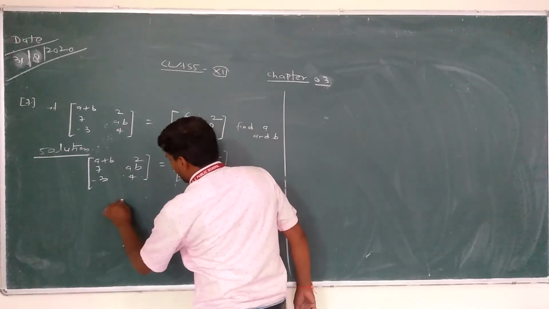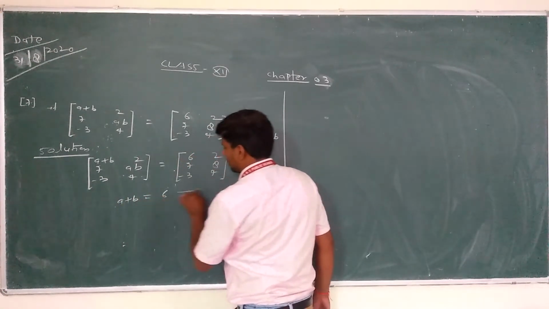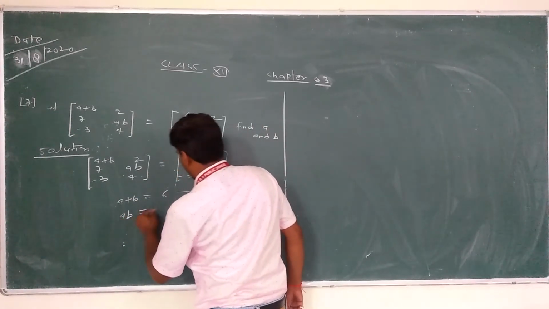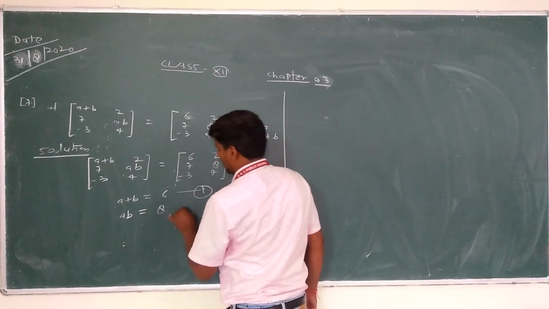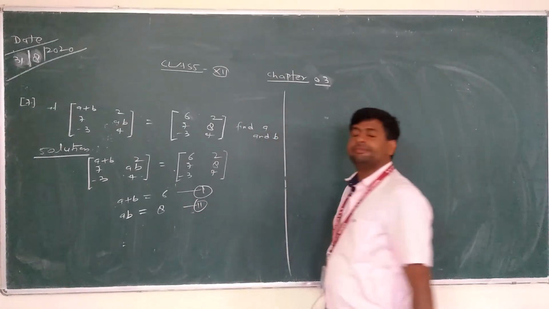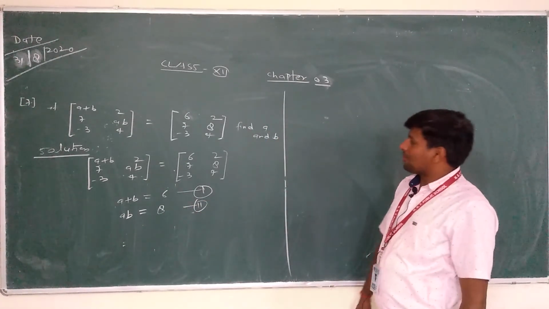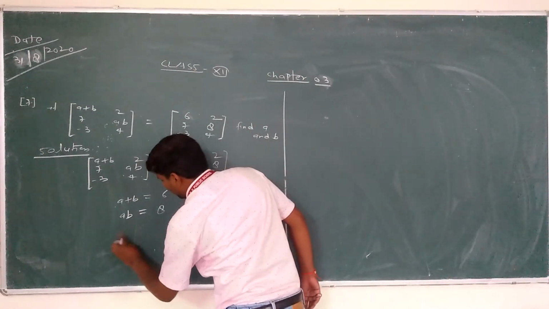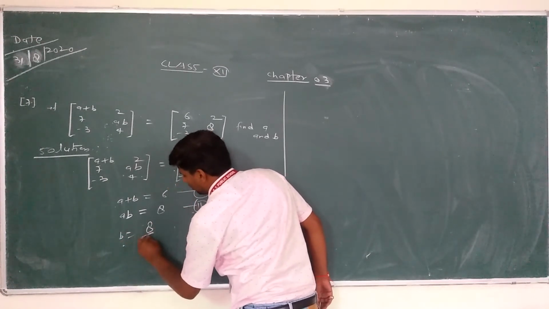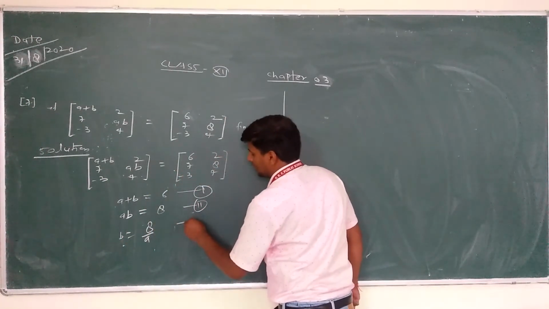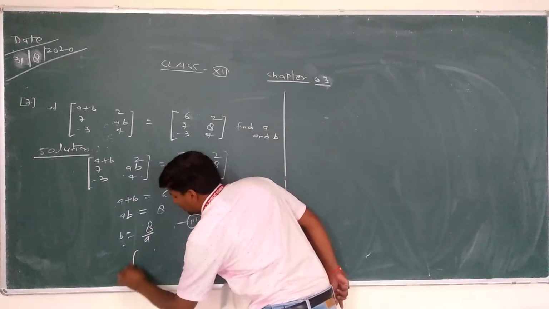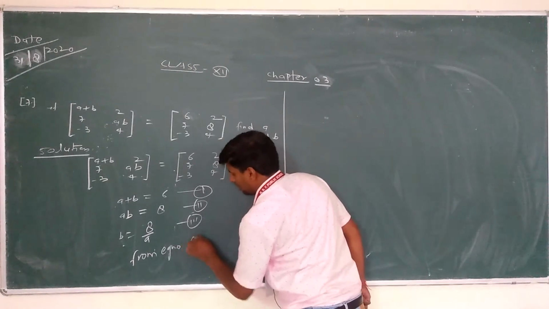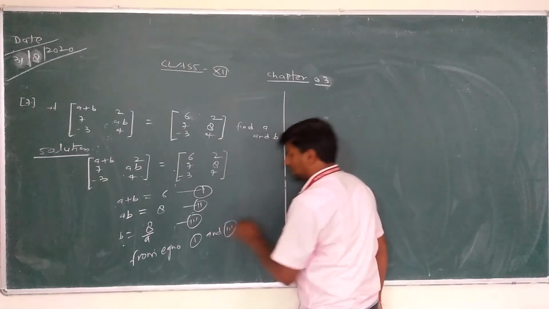Compare it. First element a plus b equal to 6, equation number first. Second element a into b is 8, equation number second. By using the substitution process, we can find the values of a and b. How can we find it? We can write b equal to 8 by a. This is equation number 3. So write here from equation number first and third.